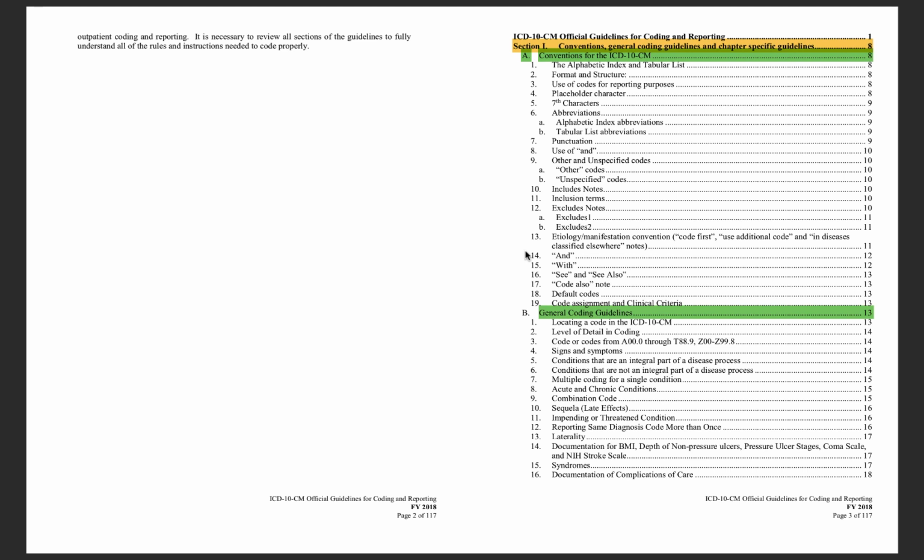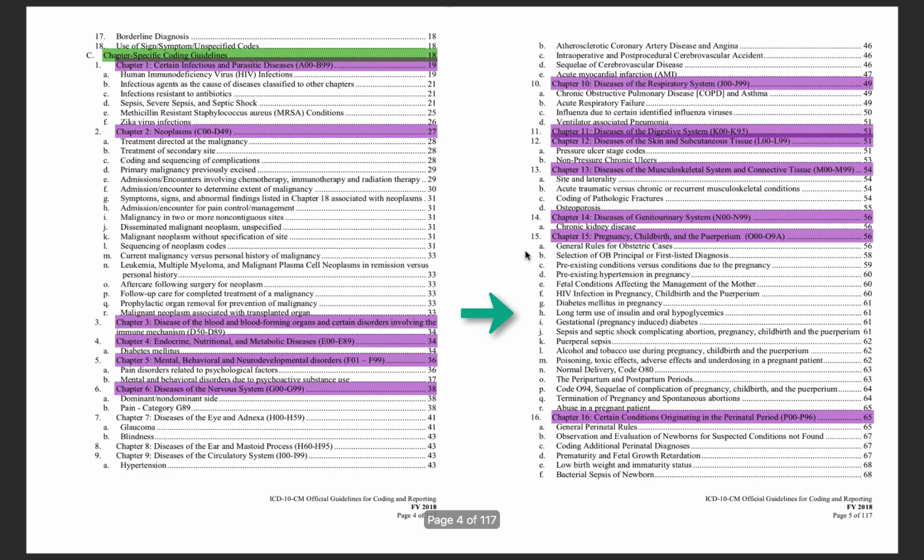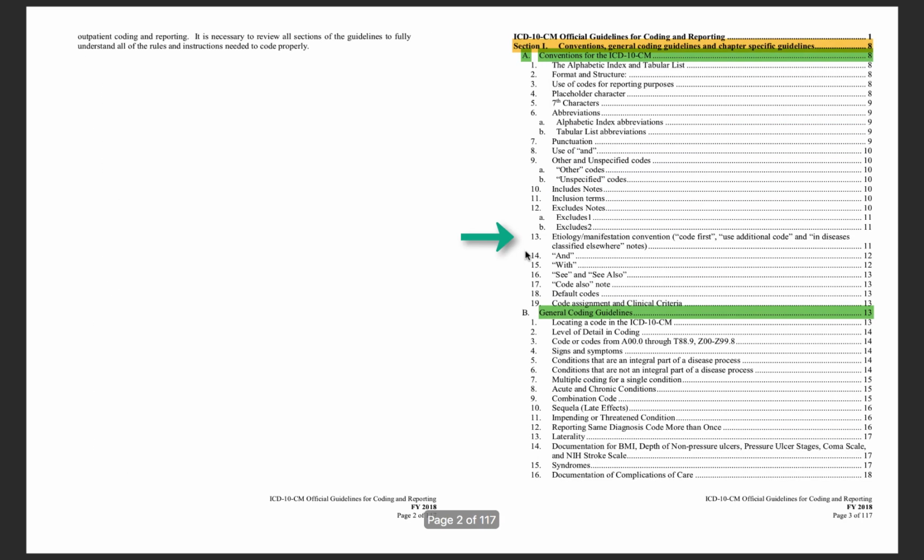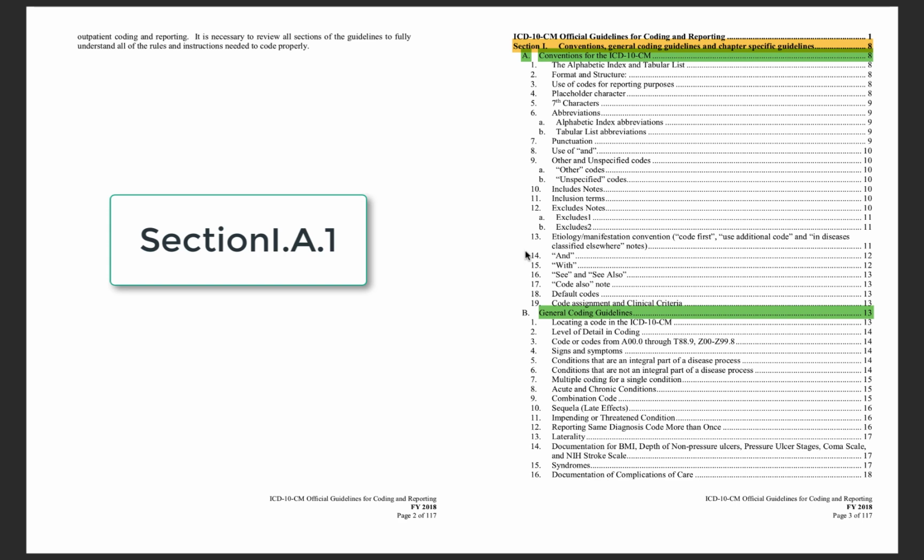At the beginning of your guidelines, there is a table of contents. I have it highlighted with my sections in yellow, the subsections in green, and the chapters in purple. So here's how you reference it. Section 1 would start with I, and if you were going to conventions, it would be .A, and if you were doing the alphabetic index, it would be .1.